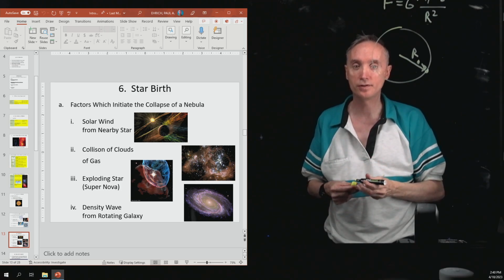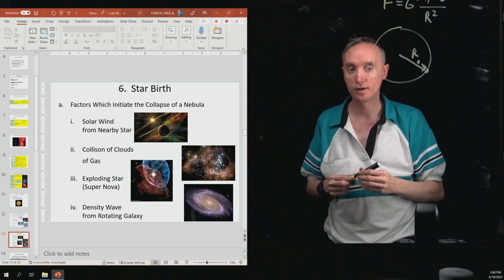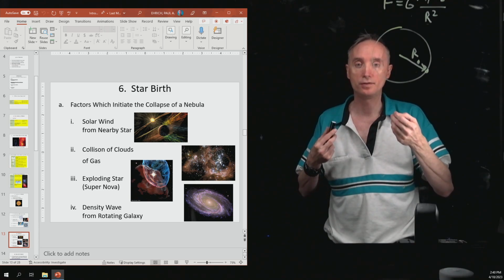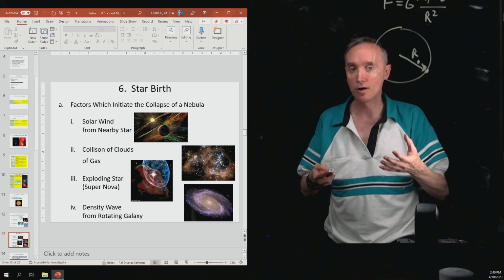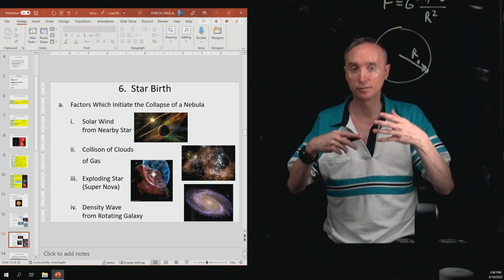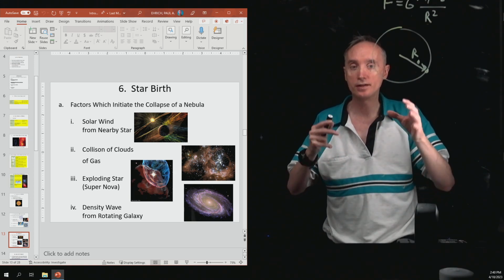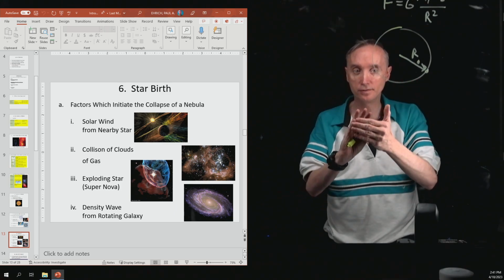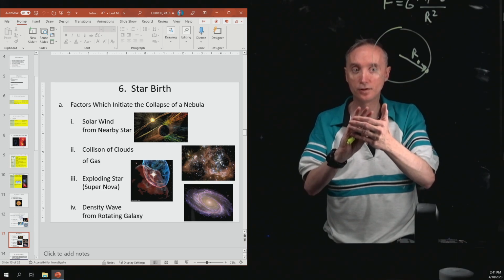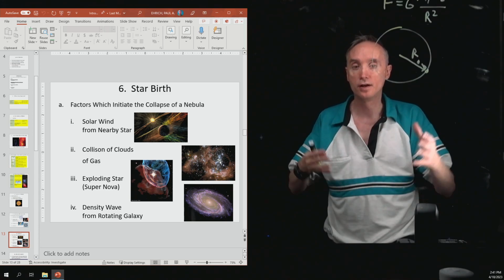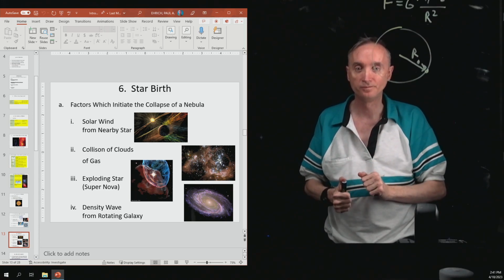So the first one is going to be the solar wind. A nearby star is going to give off a solar wind. The solar wind is going to be the debris basically that's blown off of a star. So that's going to be protons and electrons and radiation. And so that solar wind could blow on the cloud, compress it just a little bit, enough to where the radius gets a little bit smaller, then gravity can take over and continue to pull it in.